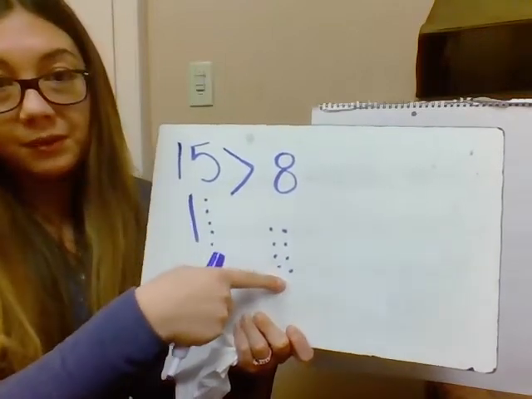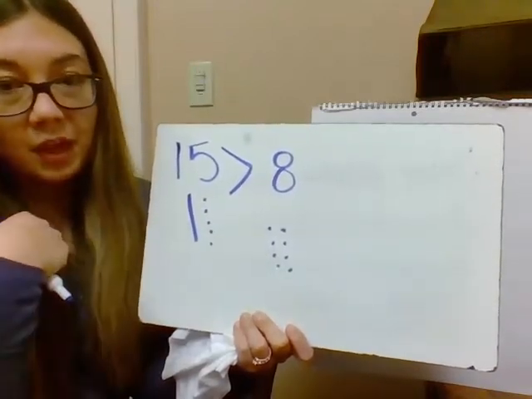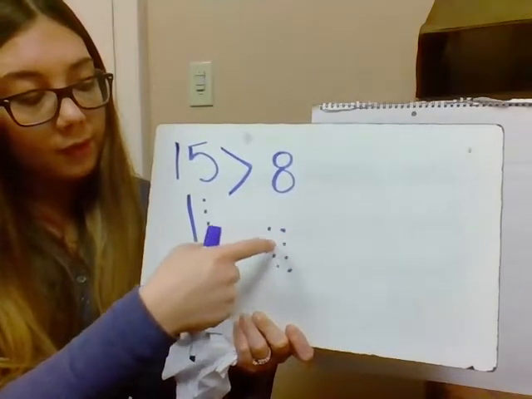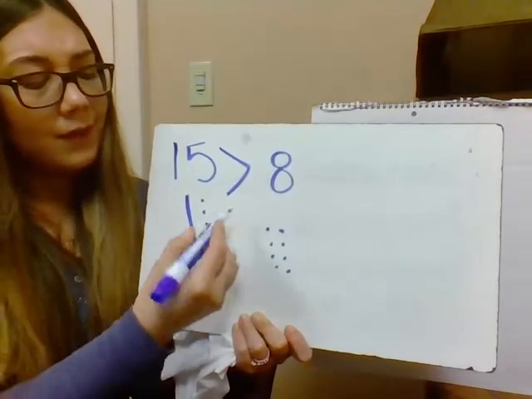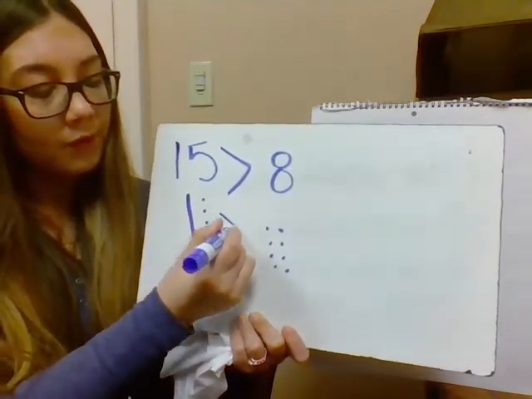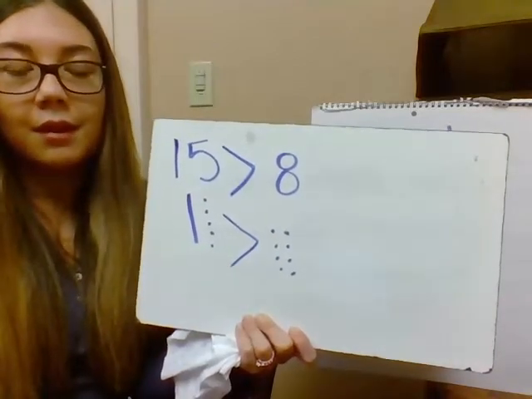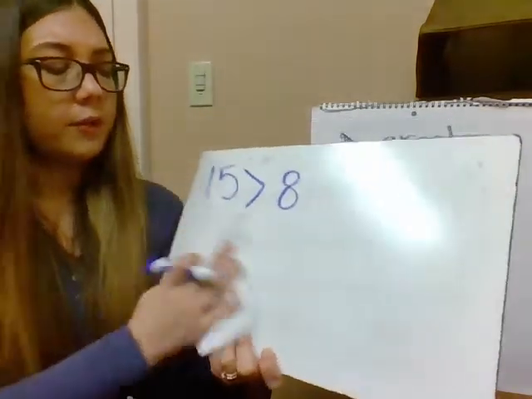Well, I don't see any groups of 10 over here, so I'm just going to have to count my ones. 1, 2, 3, 4, 5, 6, 7, 8. 15 is bigger. 15 is more. 15 is greater than 8. Let's try another one.